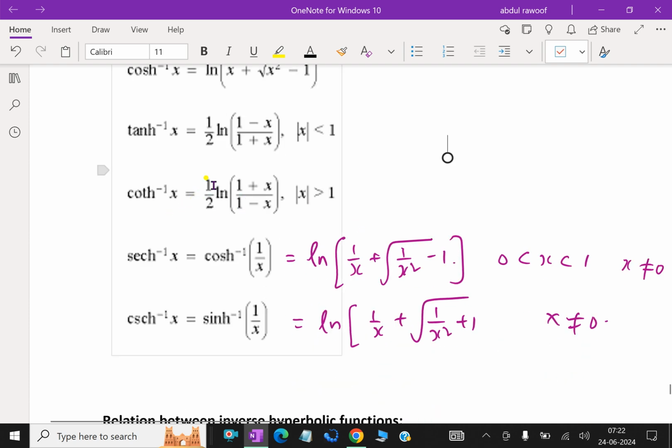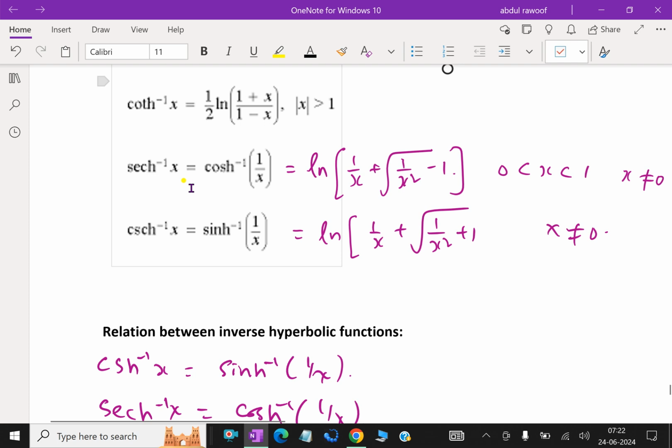Coth inverse x equals half ln of the reciprocal of this one, that is (x plus 1) over (x minus 1), where modulus x is greater than 1. Sech inverse x equals ln of 1 over x plus the square root of 1 over x squared minus 1, where x should not be 0; x is greater than 0 and less than 1.